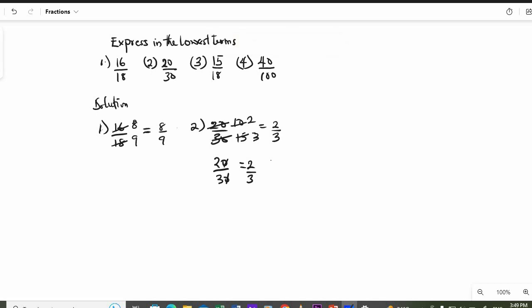Alright, so now the third one is 15 over 18. How do we do this? The first thing to do, remember, is divide by the common factor, which is 3. 15 divided by 3, that's 5. 18 divided by 3, that's 6. So this is equal to 5 over 6. Simple, right? And the last one, which is 40 over 100. Remember what we learned. We can cancel out the 0 here, right? And I can see 4 divided by 2, that's 2. 10 divided by 2, that's 5. So we have this as 2 over 5.